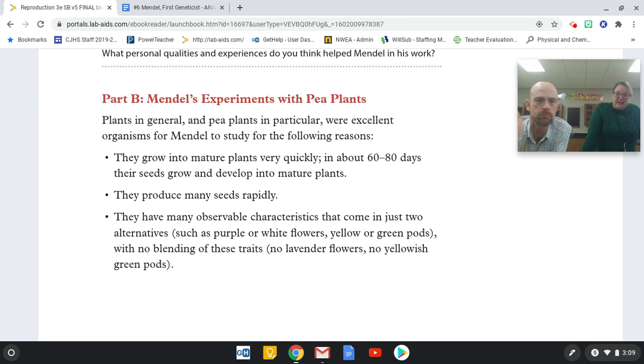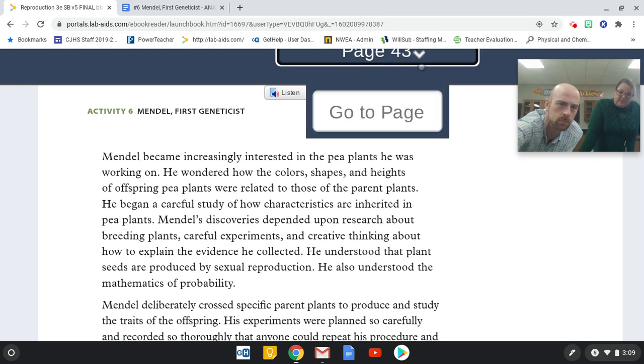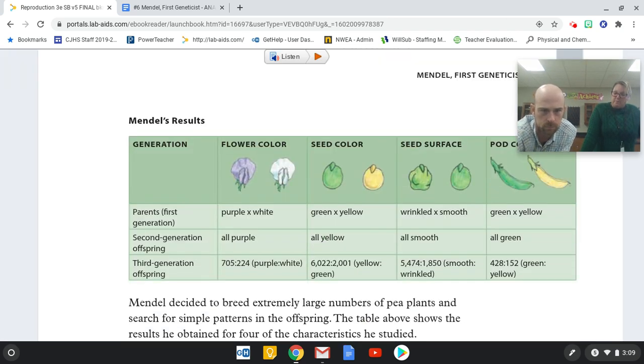Three, they have many observable characteristics that come in just two alternatives, such as purple or white flowers, yellow or green pods, with no blending of these traits, no lavender flowers, no yellowish green pods.